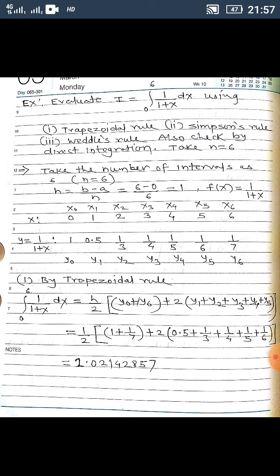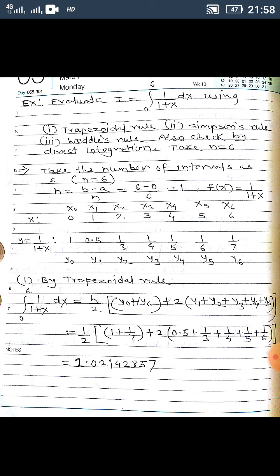If we substitute x equal to 2 in the function, 1 upon 1 plus 2 is 1 by 3. If we substitute x equal to 3, 1 upon 1 plus 3 is 1 by 4. If we substitute x equal to 4 there, 1 upon 1 plus 4 is 1 by 5. Similarly, if you substitute x equal to 5, 1 upon 1 plus 5 is 1 by 6. If you substitute x equal to 6 there, 1 upon 1 plus 6 is 1 by 7. So corresponding to x0, x1, x2, x3, x4, x5, x6, we got the values y0, y1, y2, y3, y4, y5, y6. Start with y0. That is our theory.